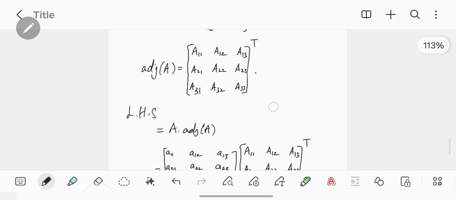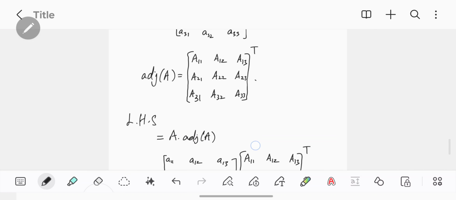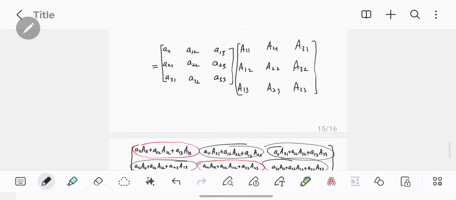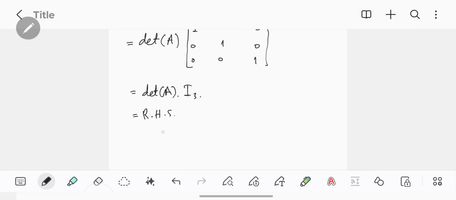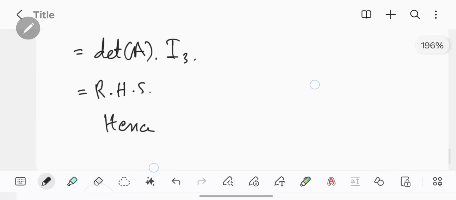Look, what we had to prove, we had taken the left hand side and we proved the right hand side. In this theorem the left hand side was this and the right hand side was this. So whenever you take the left hand side and perform some operations on it, if you are able to make the right hand side, then we say that these two things are equal. Therefore, our claim is proved. So this theorem is proved. Hence proved.